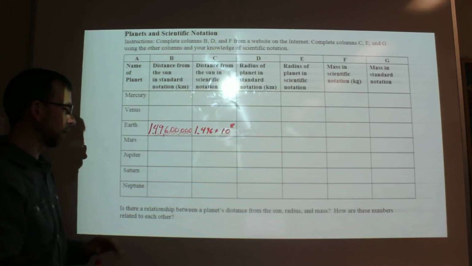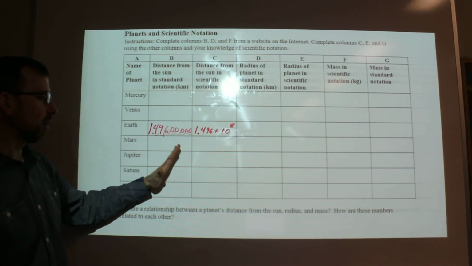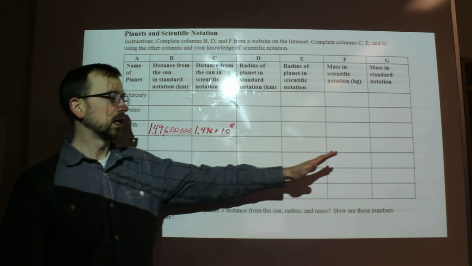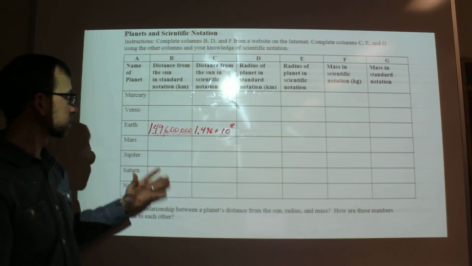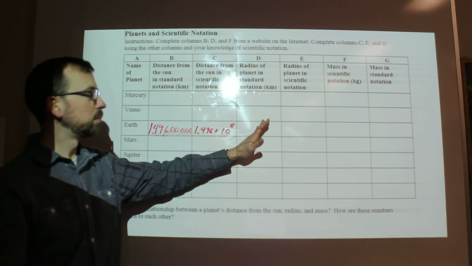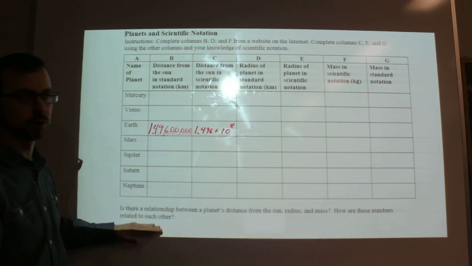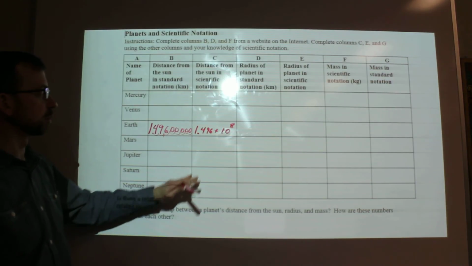And once you're done with that, I want to ask you, is there a relationship between how far a planet is from the sun, its radius, and its mass? Is it always in order? Are planets that are further from the sun more mass, less mass, bigger radius, smaller radius? So in a sentence or two or three at the bottom of your paper, you're going to answer this question about what is the relationship between distance from the sun, radius, and mass.